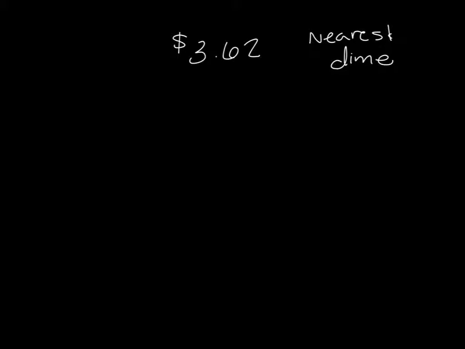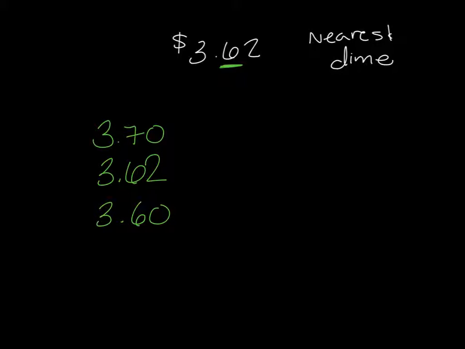If I have 3.62 and I'm told to round to the nearest dime, remember we underline the one we're looking at. So this is the dime spot. That's the one that's either going to stay as 6 or it's going to get rounded up to 7. What we do, if you remember from before, is write 3.62. We'll go a dime up, so 3.70. Or we'll go down to the nearest dime, which is 3.60.